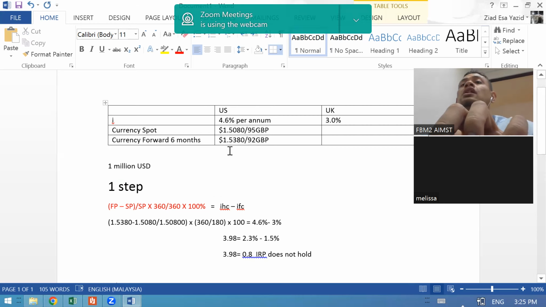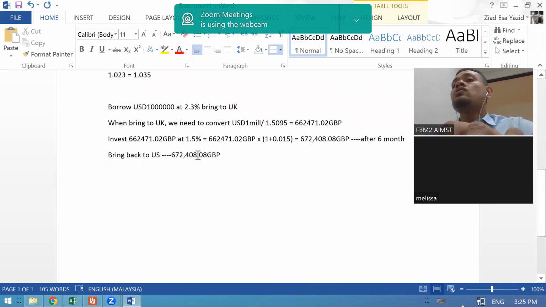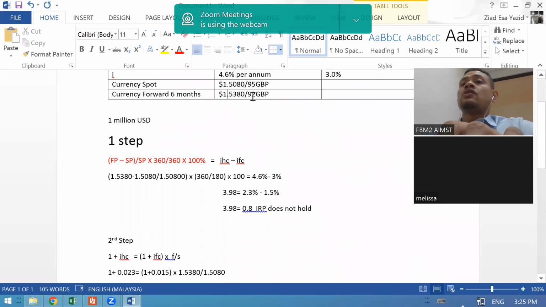If you want to convert from British pound to US dollar, which quotation should you use? Should you multiply by the bid price or the ask price? Anybody? I would prefer Melissa because this class is for her. Come on. The bid price. Yes, bid price.